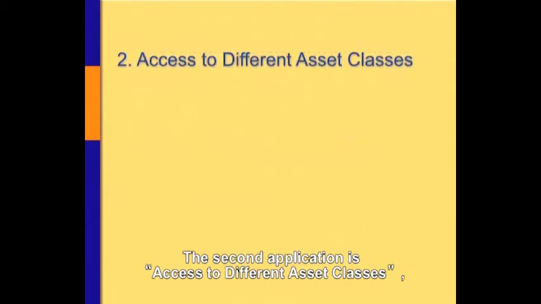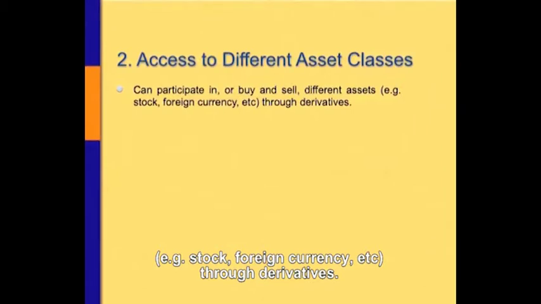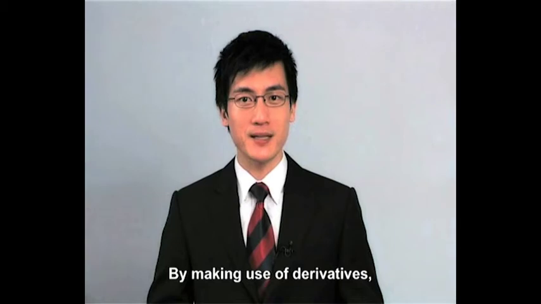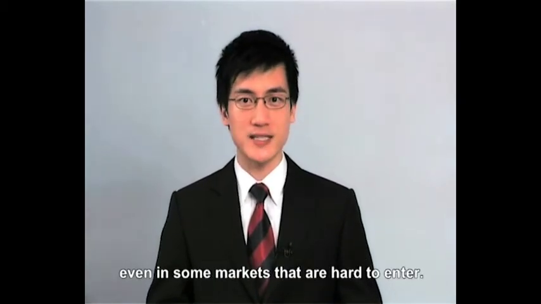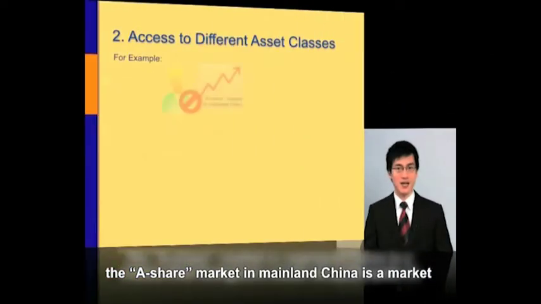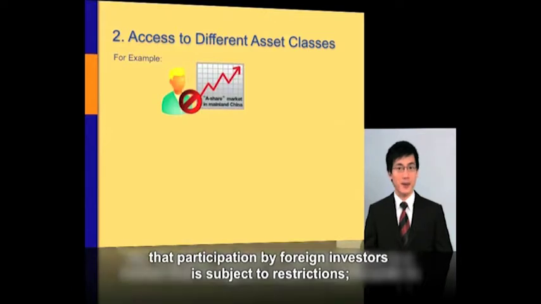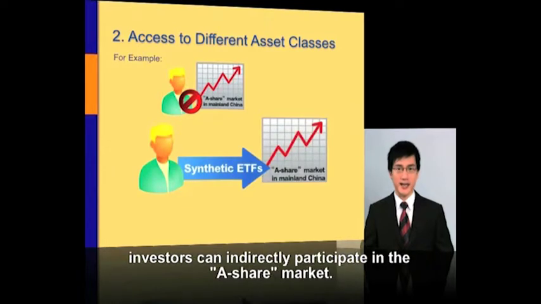The second application is access to different asset classes, meaning that you can participate in or buy and sell different assets, for example stock, foreign currency, etc., through derivatives. By making use of derivatives, you can participate in different investment markets, even in some markets that are harder to enter. As an example, the A-share market in mainland China is a market where participation by foreign investors is subject to restrictions. However, through what is known as synthetic ETFs, investors can indirectly participate in the A-share market.